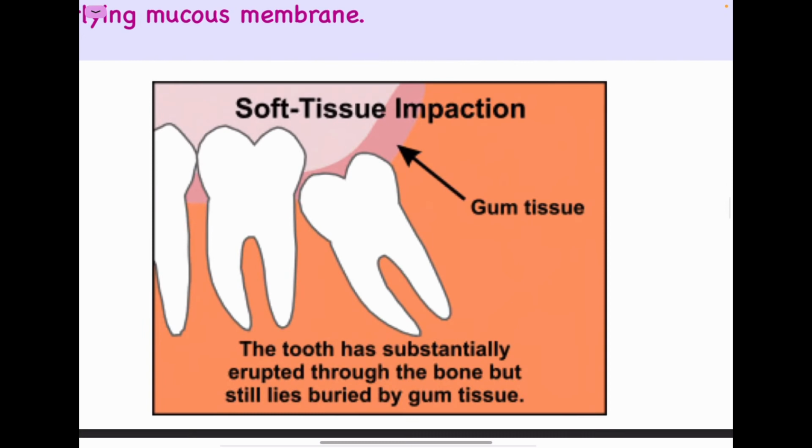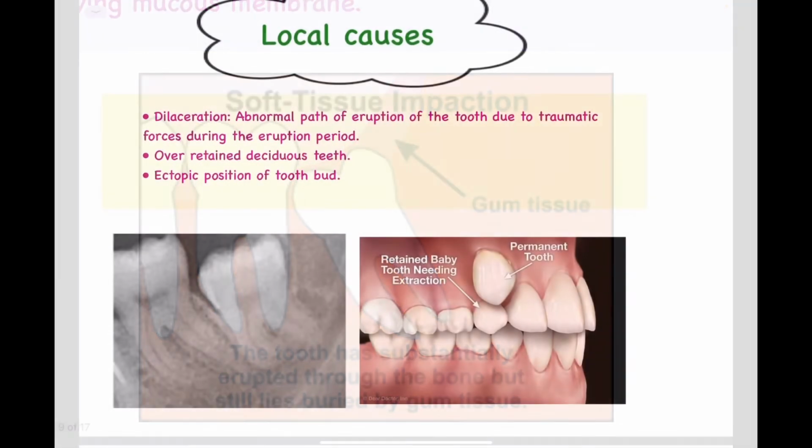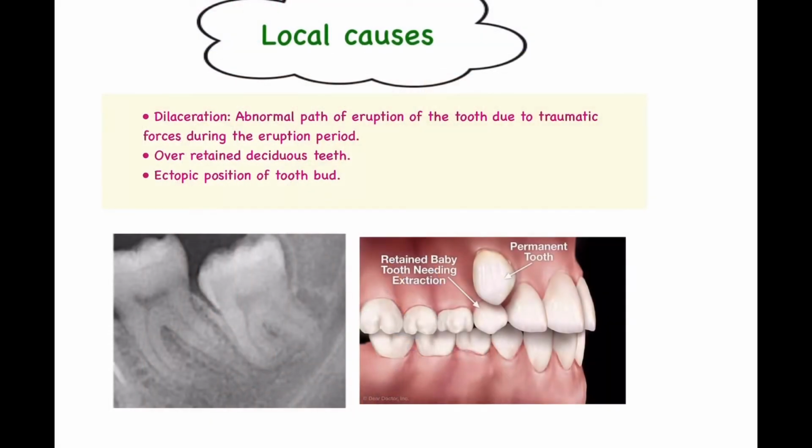So in this picture we can see a classic example of soft tissue impaction, wherein the gum tissue is quite thickened, right? And because of that the third molar is unable to erupt into the oral cavity. So moving on, dilaceration is also an important local cause leading to impaction.